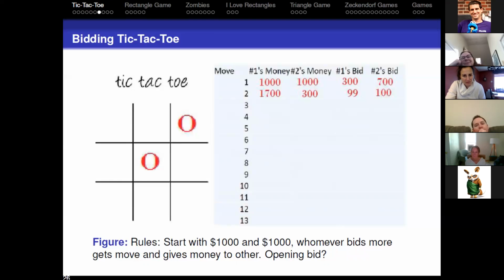Does this look like I'm doing well? Spending money. I'm spending a lot of money. How much money do I have left at this point?